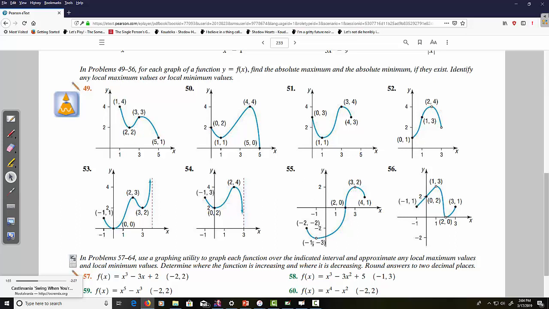Something like 55 has no absolute maximum, no absolute minimum, and also no local maximum or minimum, because they would be at these points, but all of those points are omitted. There is no point at 3, 2. There is no point at -1, -3. 56 is very similar in that respect. It has no local or absolute extrema, maximums or minimums.